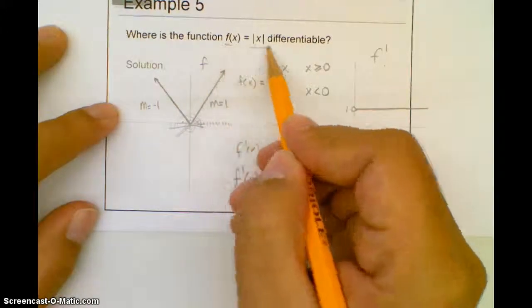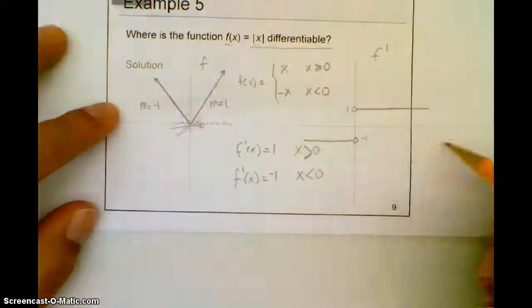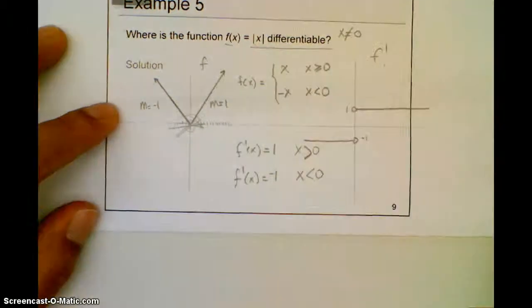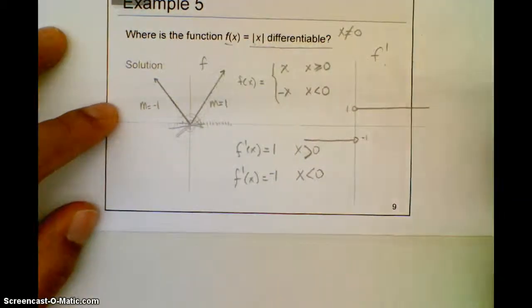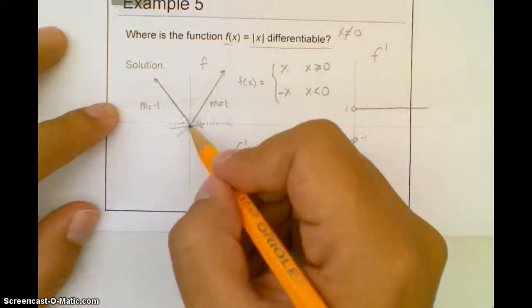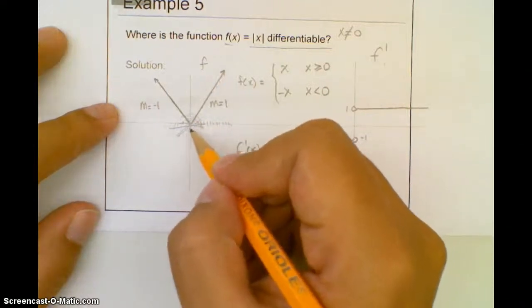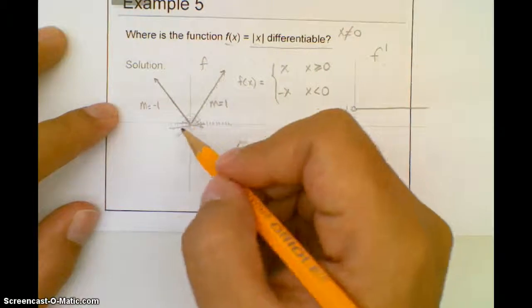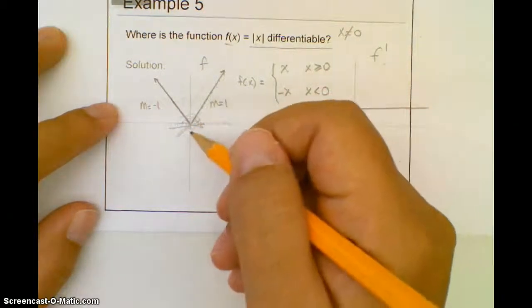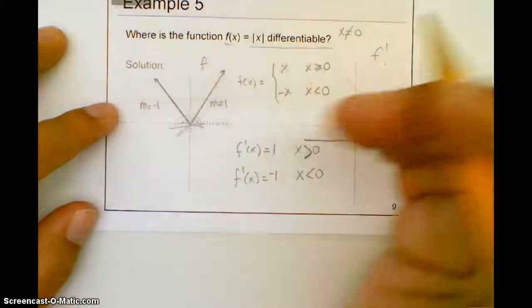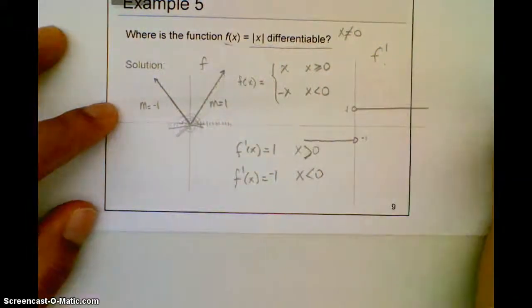So f is differentiable everywhere except for x equals 0. And the reason why is because the change is so abrupt in the derivative from the left of 0 and to the right of 0. Those two need to match for it to be differentiable. Kind of the same idea as the limit as x approaches a value from the left and from the right. It has to match from both sides for it to be differentiable at that particular point.